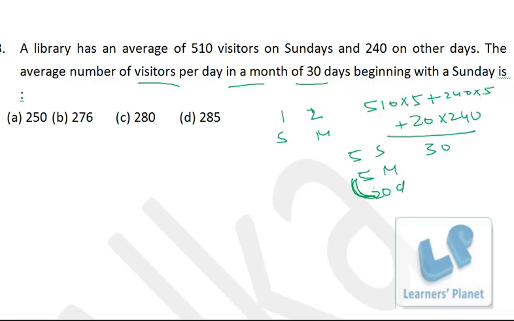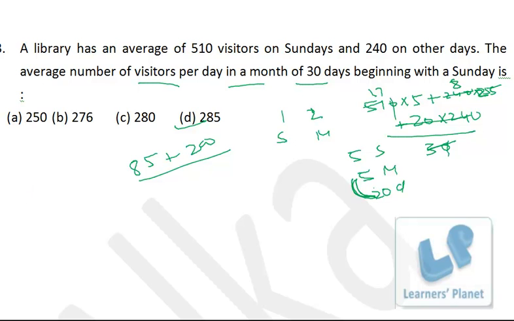Okay, so you can take this off. So 240 into 25 plus 5 into 510 by 30. So instead of multiplying these and adding these, what you can do is just go for the individual calculation. 510 into 5 by 30, 0 and 0, and that's 17, so it's 85, plus 240 into 25 by 30, so 8 into 25 is 200, so the average is 200 plus 85, 285.